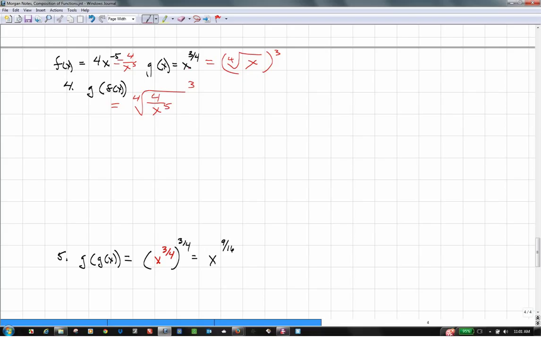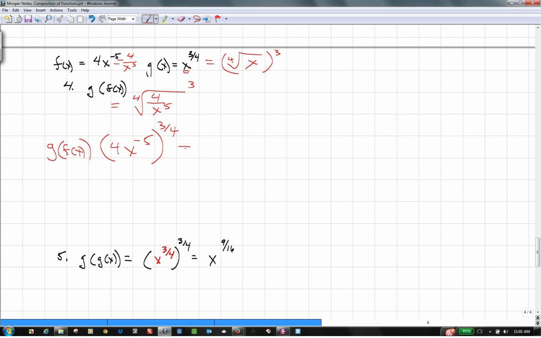Okay, so let's go ahead and combine g and f of x using rational exponents. What I'm going to have is g of x, so I've got x to the 3/4, and I'm going to put into this x 4x to the -5th. So I have 4x to the -5th, and that is going to go into g, which is x to the 3/4. So I'm taking out the x here, and I'm plugging in the whole 4x to the -5th. So this would be the composition of g with f of x.